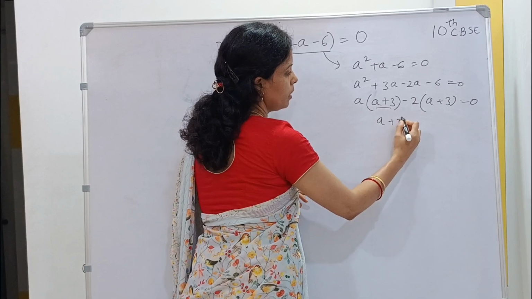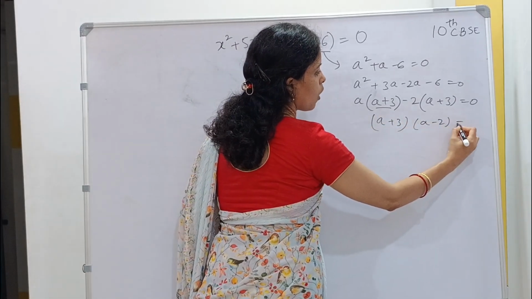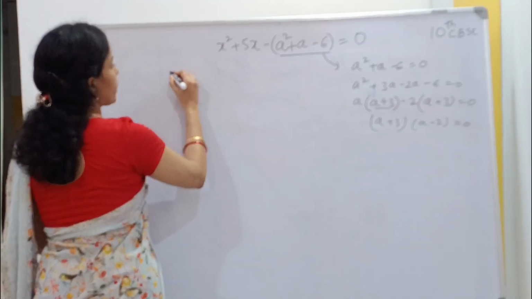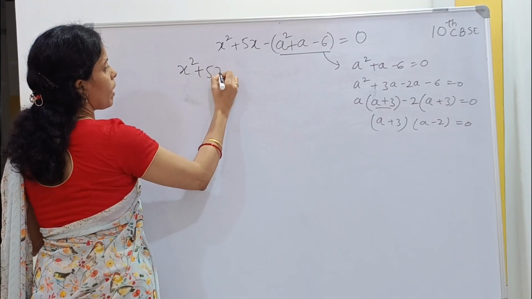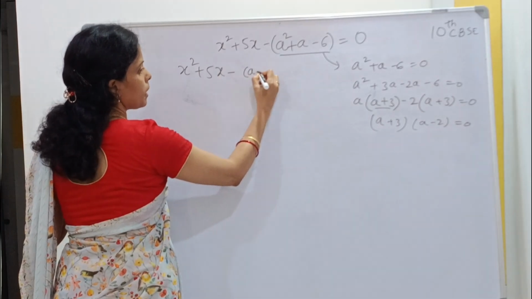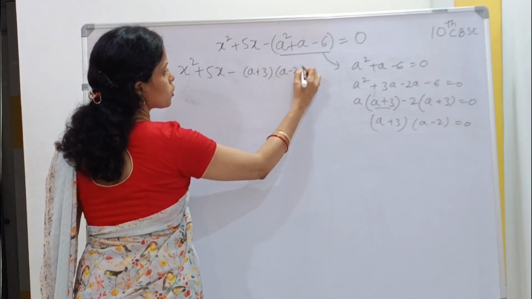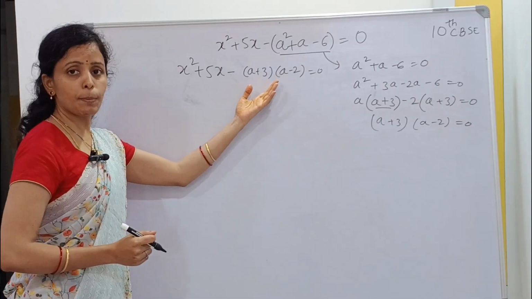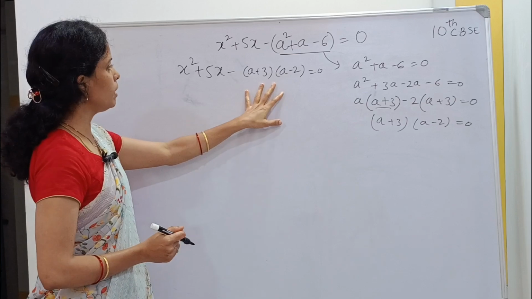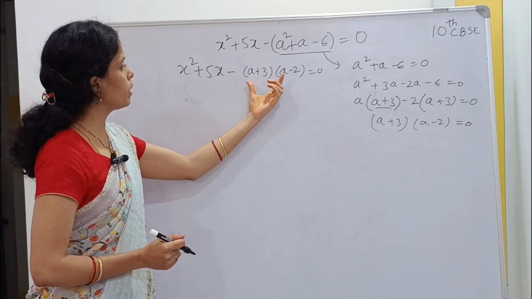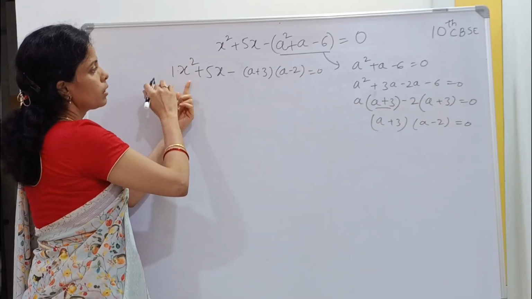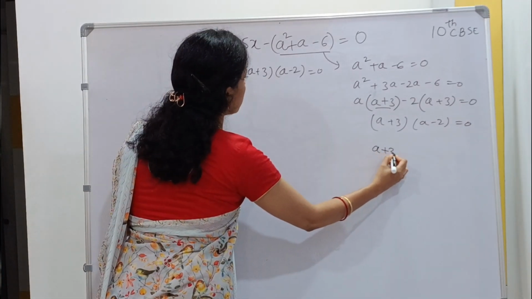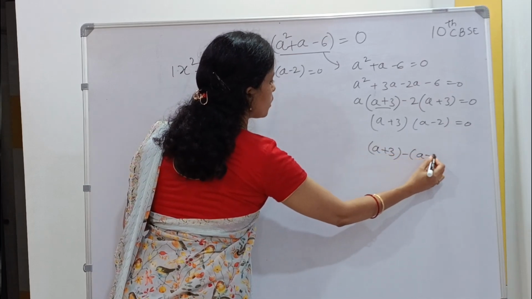So taking a plus 3 and a minus 2 as common, our equation is simplified in this form. Let us substitute those two factors here. So x square plus 5x minus (a plus 3) into (a minus 2). So this is our final equation now. Okay. So again now while doing split the middle term, let's see. We want the product of the terms here. We have 1, so 1 into this one is same. And let's see, a plus 3 minus a minus 2.